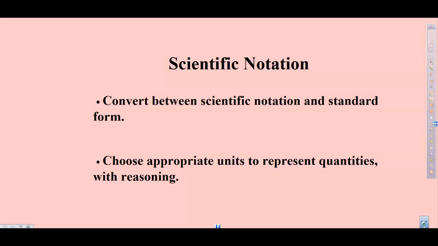Today we're going to be talking about scientific notation. In this video, we'll learn how to convert between scientific notation and standard form, and then we're also going to talk about how we can use scientific notation to choose more appropriate units to represent quantities based on certain situations. So let's go ahead and get started.